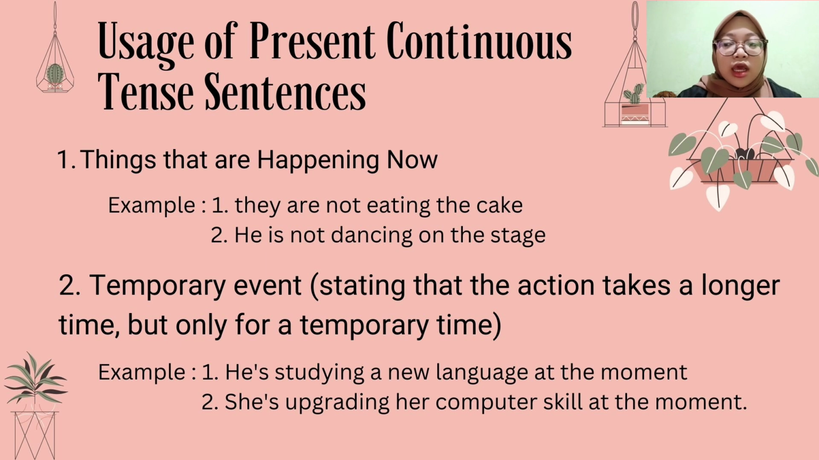For example, first, they are not eating the cake. Second, he is not dancing on the stage. Second function is temporary event, stating that the action takes a longer time but only for a temporary time. Unlike point one, the function often describes an action happening over a longer but still temporary period. Example: he's studying a new language at the moment. She's upgrading her computer skills at the moment.